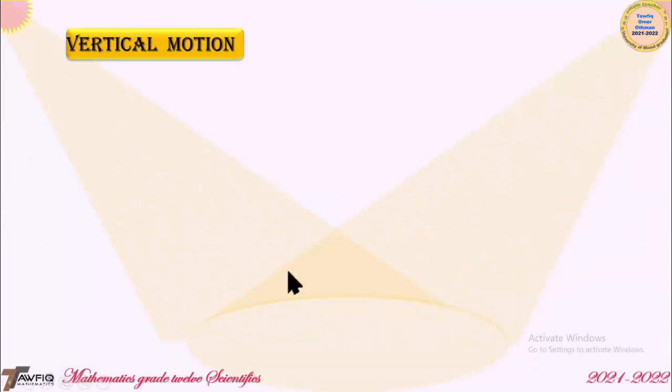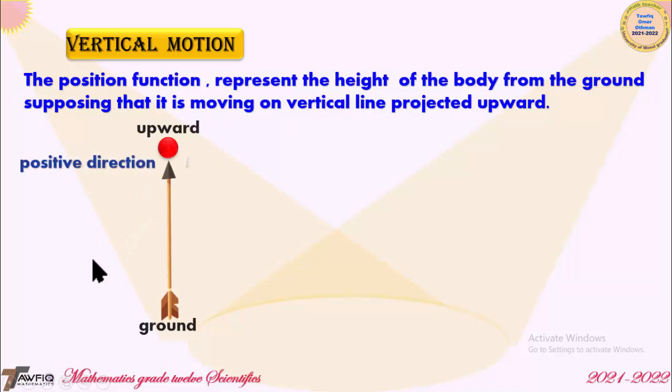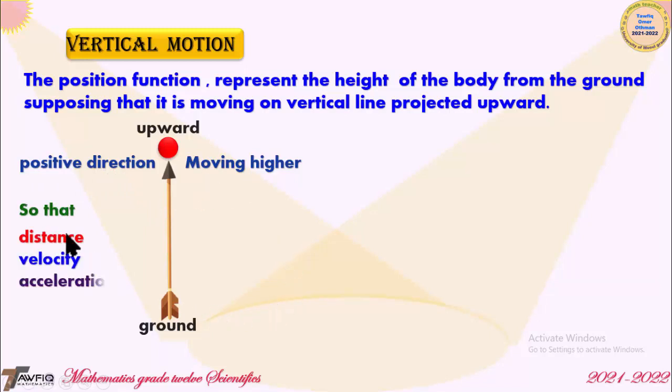Vertical motion. The position function represents the height of the body from the ground, supposing that it is moving on a vertical line projected upward. If the movement was from the ground upward, that means the positive direction and moving higher. Therefore, distance, velocity, and acceleration are positive.